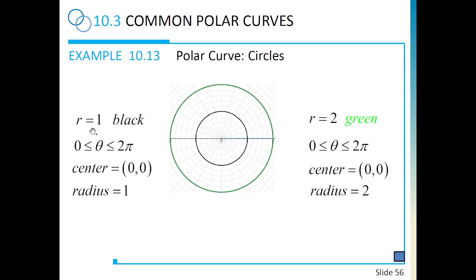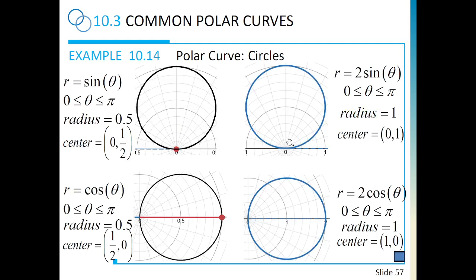Circles, we said a circle is a distance from the origin. r equal 1, so it's a circle here, or r equal minus 1 is the same circle. r equal 2 is the green bigger circle, so the distance is 2. Again, the center is 0, 0. Here the angle is from 0 to 2 pi, but actually the angle can be any, going from minus infinity to plus infinity doesn't change anything, it's the same curve.